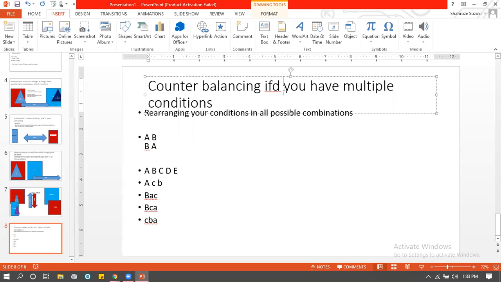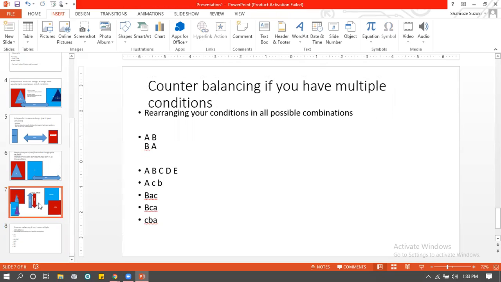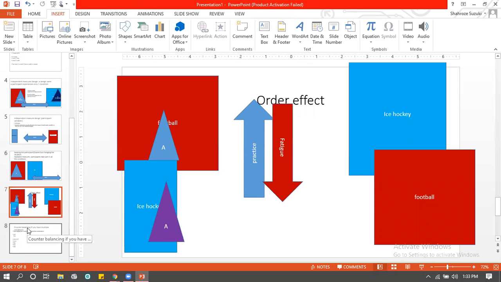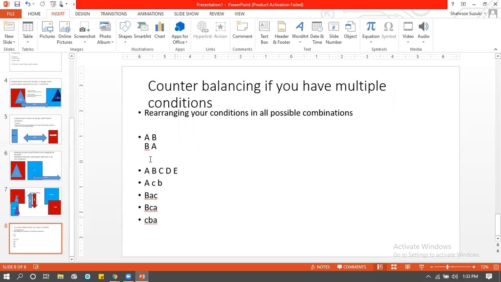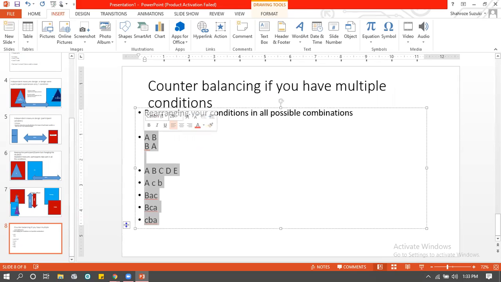So if you have many, many conditions, instead of repeated measure design, it's better you do independent measure design, because counterbalancing is a problem, because you cannot figure out every single combination. And if you were able to figure out every single combination, executing it would be a problem. So why do we do this then? Why do we go through all this trouble?